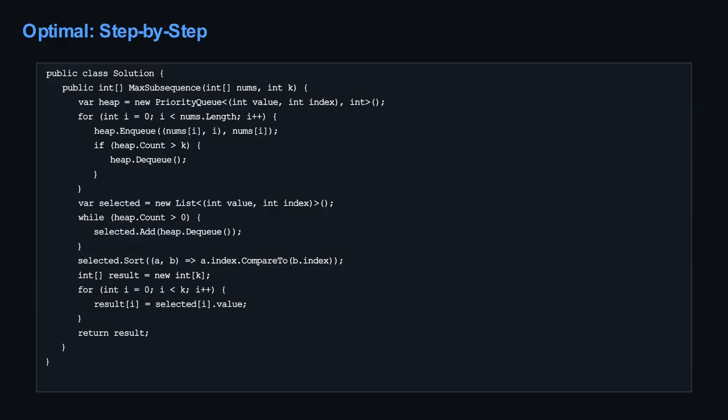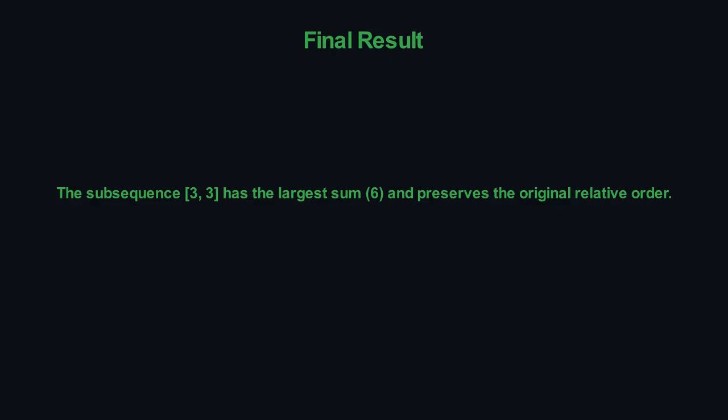After iterating through all elements, we extract these two elements from the heap. We have (3, 2) and (3, 3). Sorting them by their original indices gives us (3, 2) then (3, 3). The final subsequence, preserving original order, is 3, 3. This is correct because selecting the two largest values, 3 and 3, yields the maximum sum, and they are returned in their original relative positions.